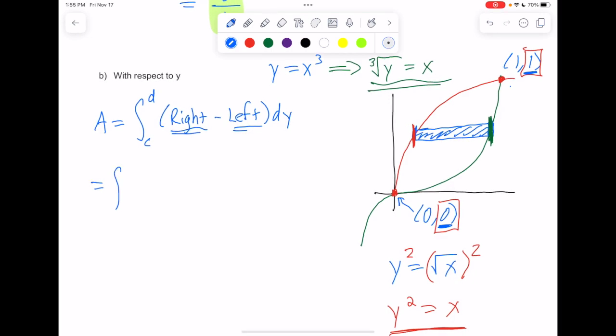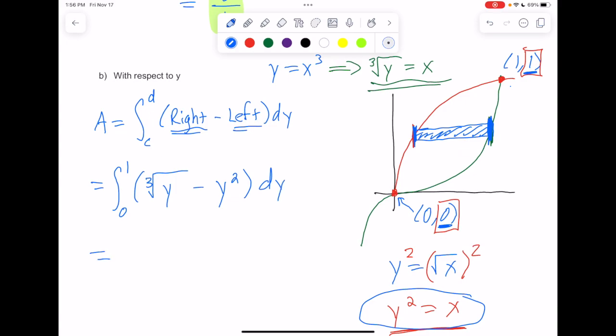This is going to be the integral from 0 to 1. This time these are y values instead of x's. It's a little unfortunate they're the exact same values in terms of the number, but we are looking at the y's this time. The right is the x value for the green function, which is the cube root of y, minus the left-hand side of our rectangle is the x for the square root function, which when you solve that one, you get x equals y squared, so minus y squared. And then with respect to y.